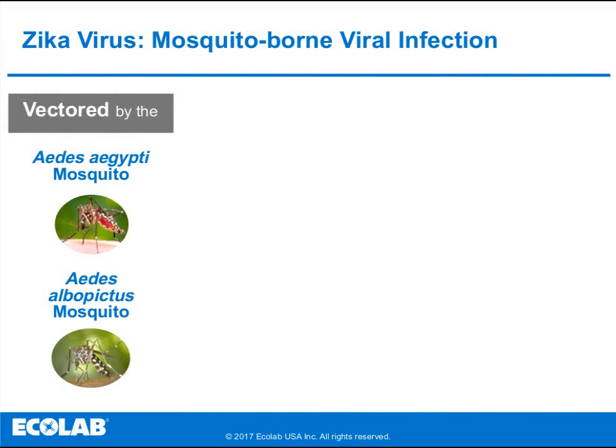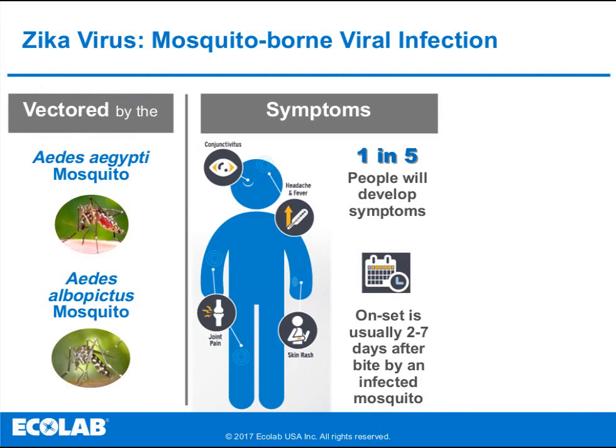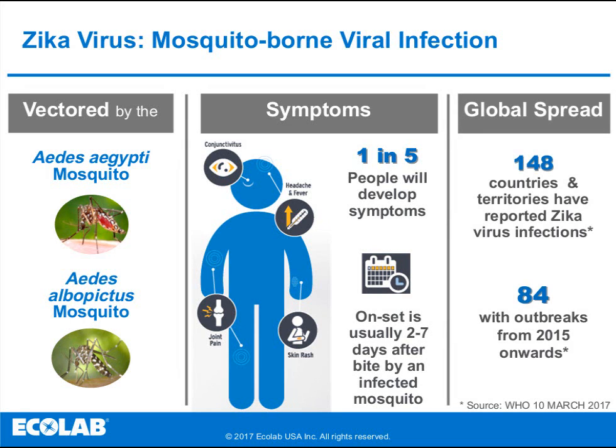So we know that Zika virus is a mosquito-borne disease that can be transmitted primarily by Aedes aegypti, but also by Aedes albopictus. What is particularly worrisome is that most people infected with Zika virus won't exhibit symptoms and therefore won't know if they have the disease. Only 1 in 5 people will develop symptoms. The symptoms of Zika virus infection include headache, fever, skin rash, joint pain, and conjunctivitis, or a reddening of the eye. And these symptoms develop 2 to 7 days after being bitten by a mosquito. And the World Health Organization reports that 148 countries and territories have reported Zika virus disease, and 84 of them have been outbreaks since 2015 onwards.